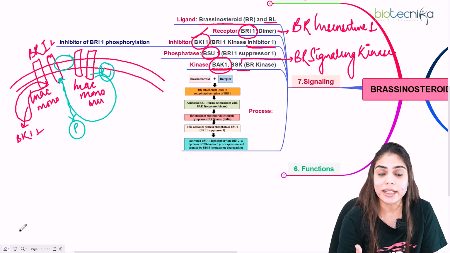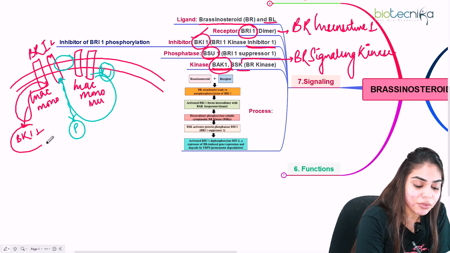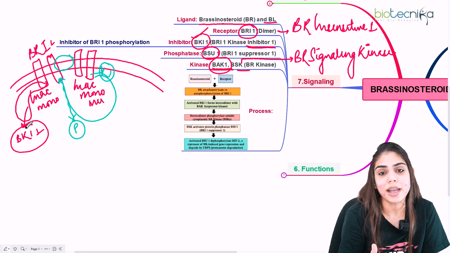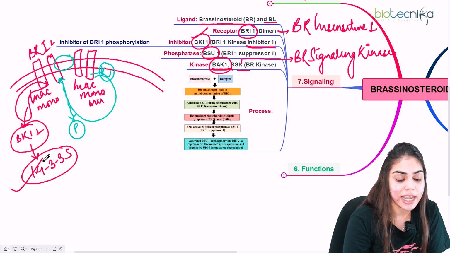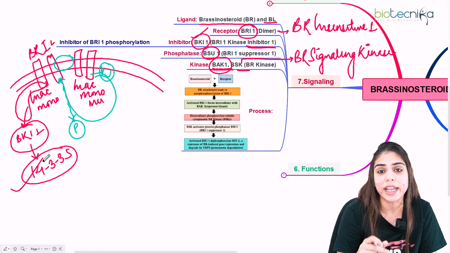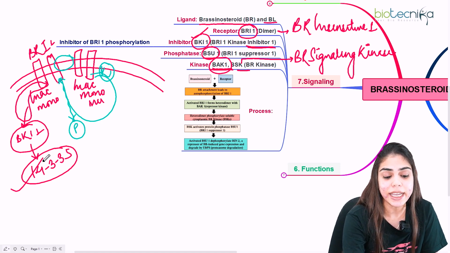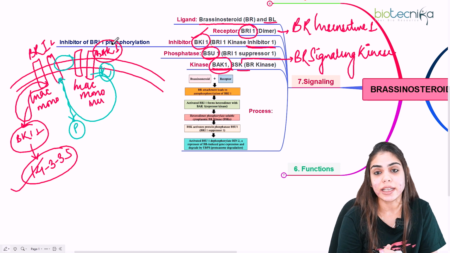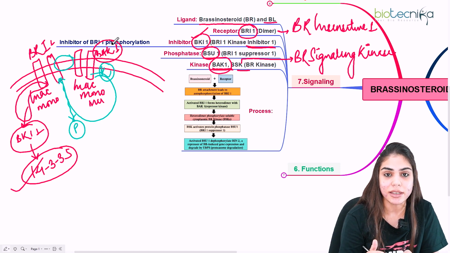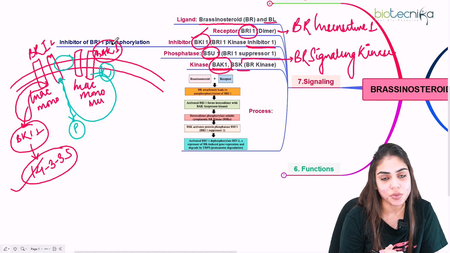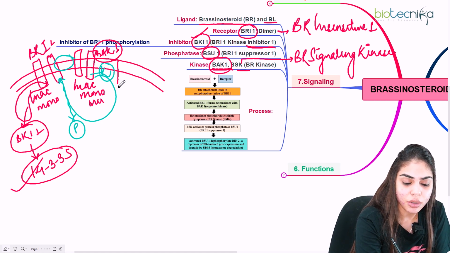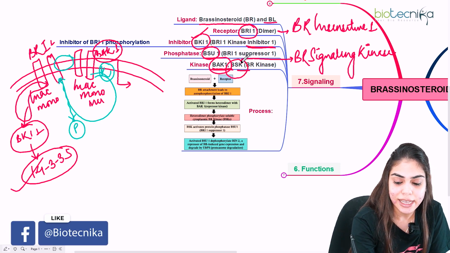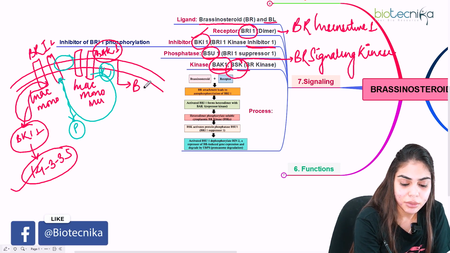Once the signaling mechanism is on, BKI1 is removed with the help of another protein called 14-3-3 type of protein. How is this protein activated? Because the receptor is phosphorylated by its target kinase, BAK1. Now the signaling is activated and the inhibitor is relieved from the receptor BRI1. Now BAK1 will activate another kinase called BSK.